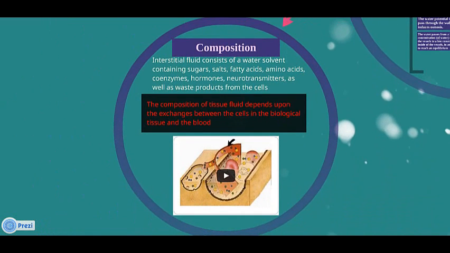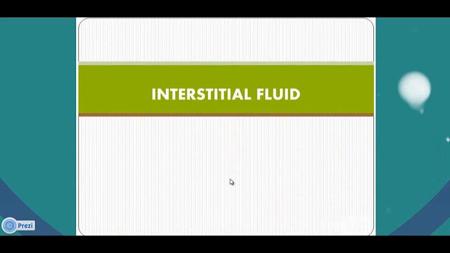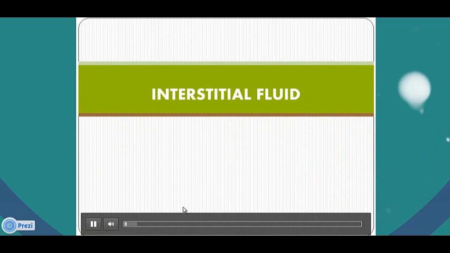Composition. Interstitial fluid consists of a water solvent containing sugar, salts, fatty acids, amino acids, coenzymes, hormones, neurotransmitters, as well as waste products from the cells. The composition of tissue fluid depends upon the exchange between the cells and the biological tissue of the blood. I am going to talk about interstitial fluid.